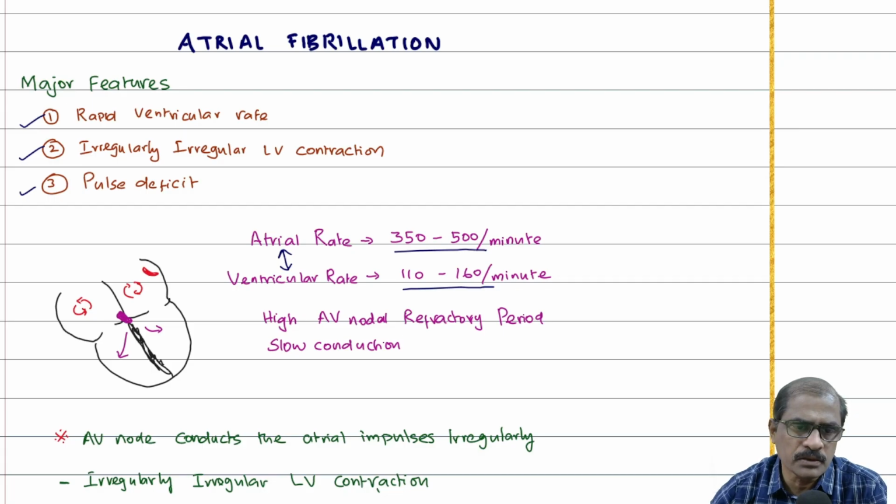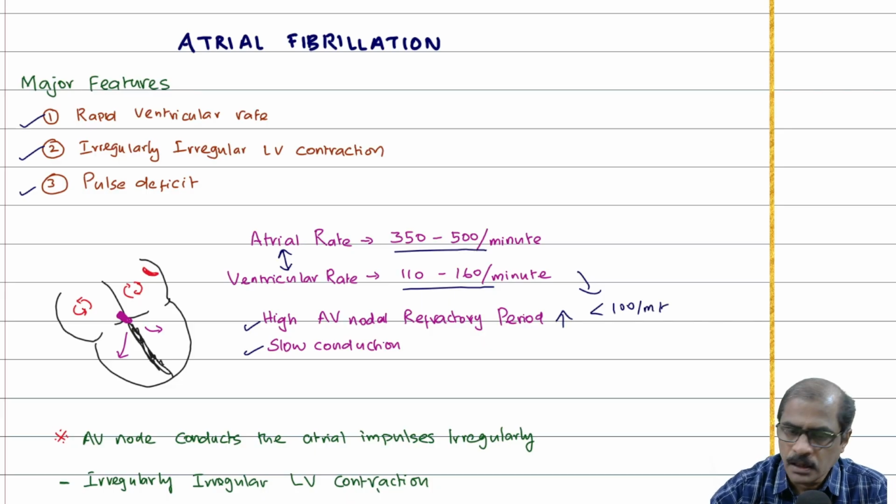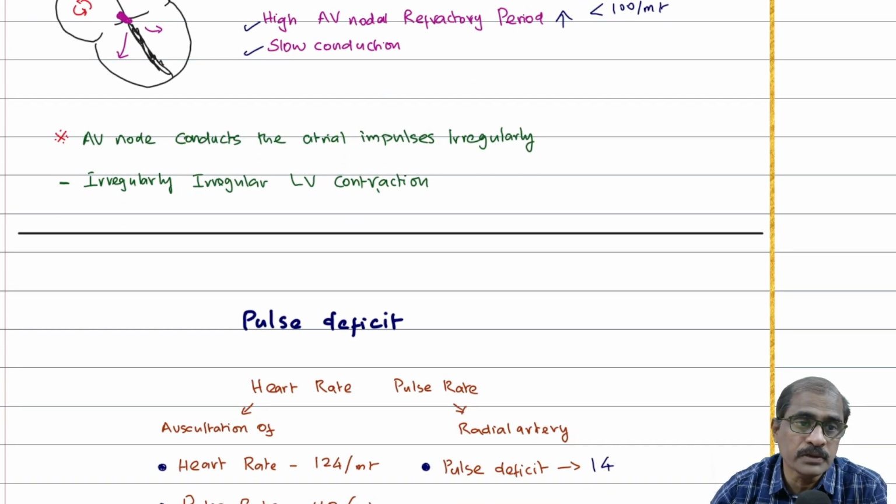It is mainly because of the high AV nodal refractory period and slow conduction nature of the AV node. If you increase the AV nodal refractory period with drugs, you can reduce the ventricular rate to below 100 per minute. Another important feature of atrial fibrillation is that the AV node conducts the atrial impulses irregularly, which leads to irregular LV contraction.